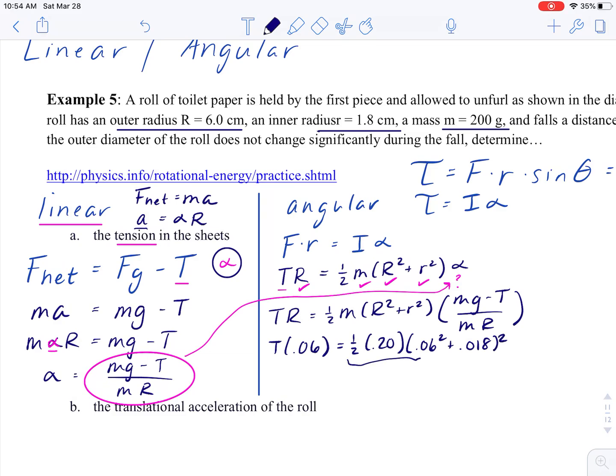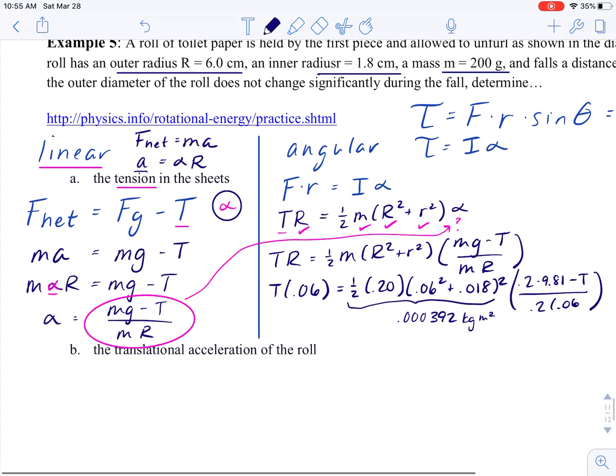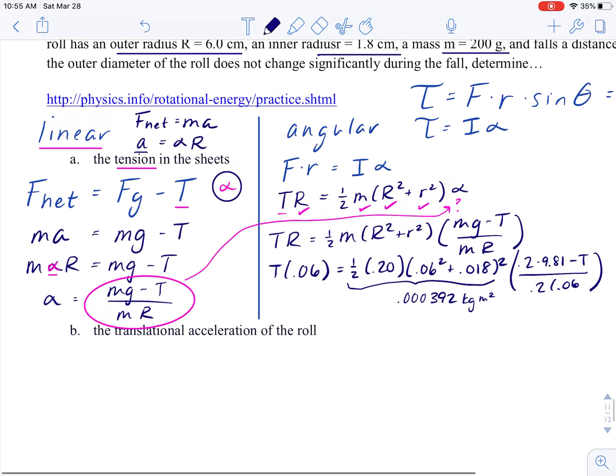By the way, this chunk right here, that is our moment of inertia. And when you calculate that out, it's 0.000392. That comes in handy again later. And then, let's see, now I'm going to do this last bit. 0.2 times 9.81 minus t over 0.2 times 0.06. All right, I'm going to bravely move forward here.